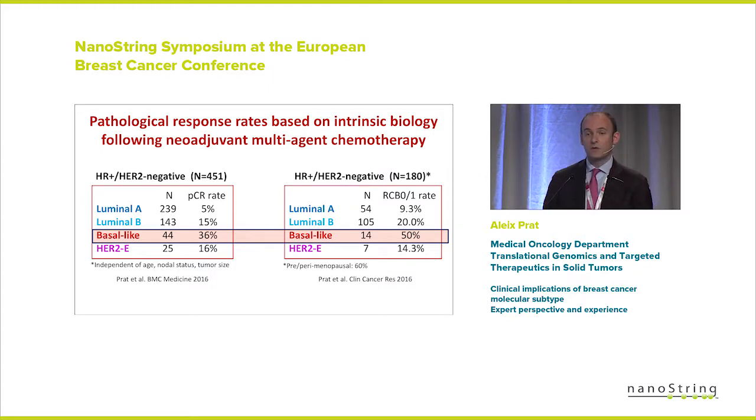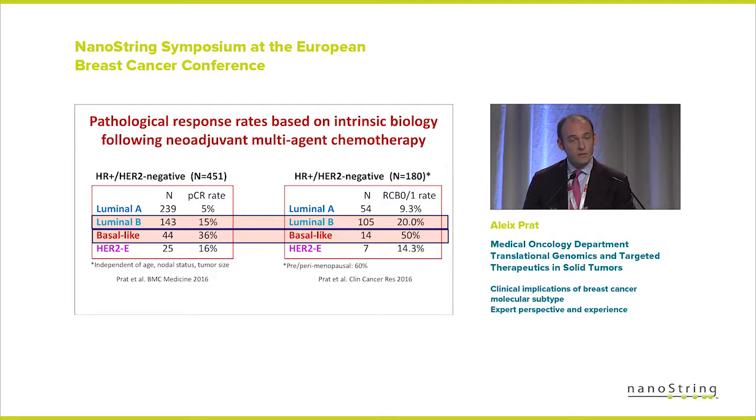As you can see, the response rates are the classical response you would expect in a triple negative basal-like tumor. So I would argue this is a predictor of chemosensitivity. At the same time, you see the luminal Bs. The luminal Bs have an intermediate response between the non-luminals and the luminal As, 15% PCR rate or RCB 0-1 of 20%.